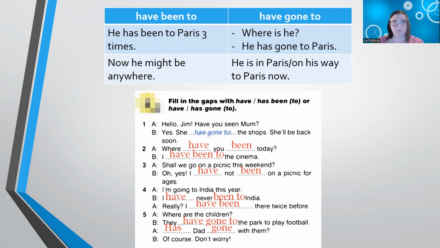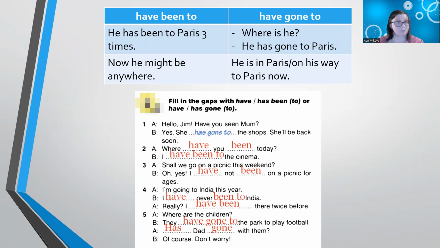I have never been to India. Я никогда не был, я никогда не ездил в Индию. Have never been to, not gone. I have been there twice. Я ездил в Индию дважды. Я был в Индии дважды. I have been to India twice.